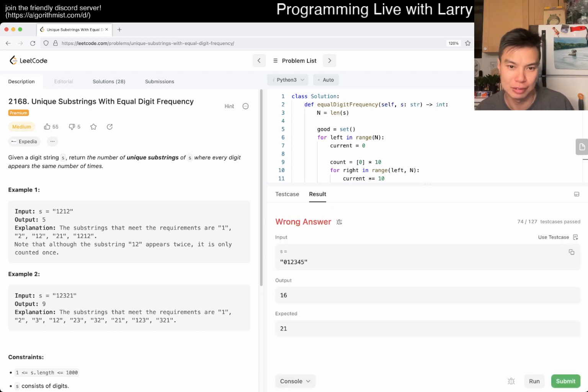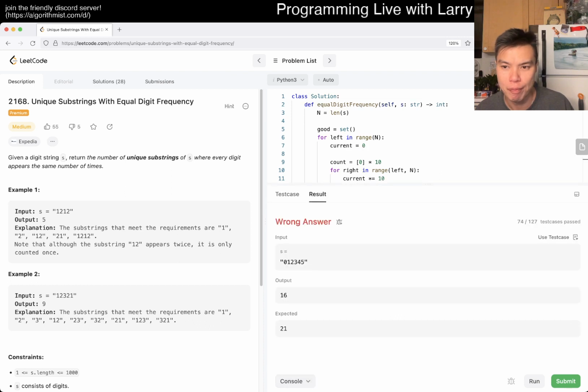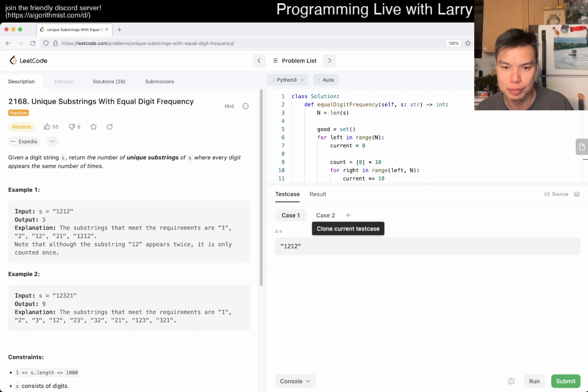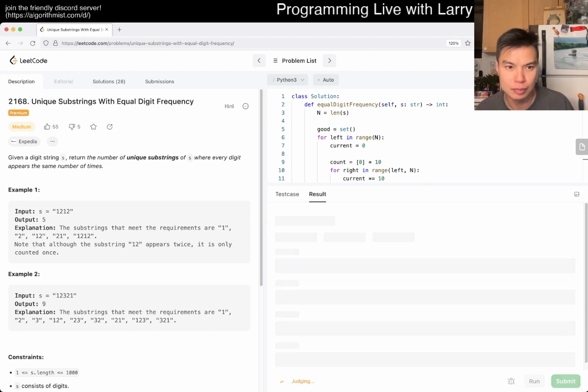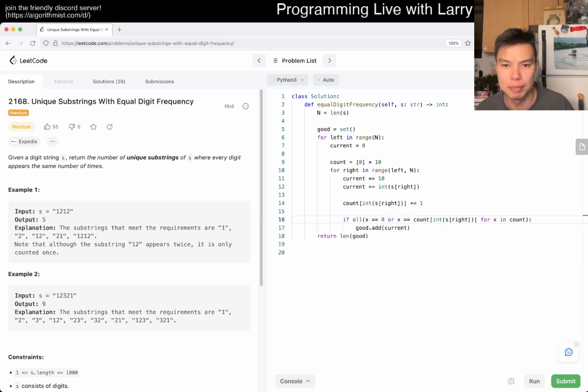Oh, I just get the wrong answer. Did I have it off by one? Oh, because of the zero prefix. That is interesting. Did not actually anticipate that.